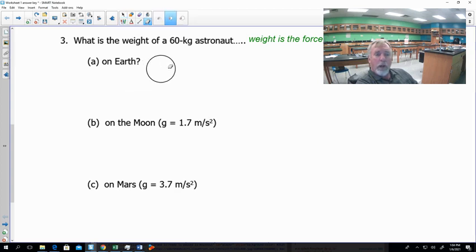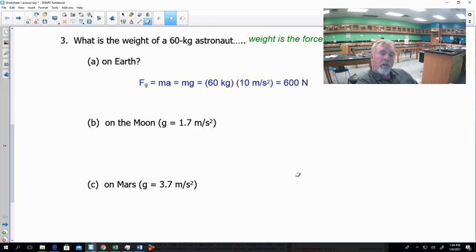So on Earth, what do we have? We know that our force of gravity is equal to the mass times acceleration. Mass of our object, what's gravity on Earth? We usually call that g. What's the mass of our astronaut? 60 kilograms. What's the acceleration of gravity at the surface of the Earth? It's 10 meters per second squared. So that tells us that our astronaut would weigh 600 newtons on Earth.